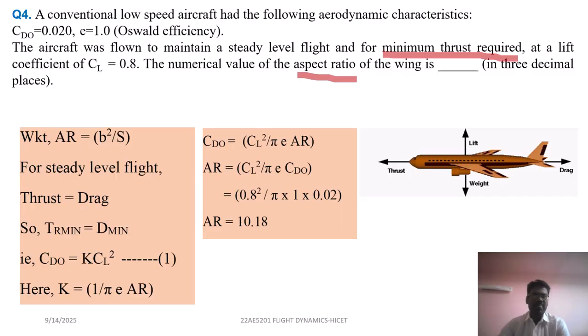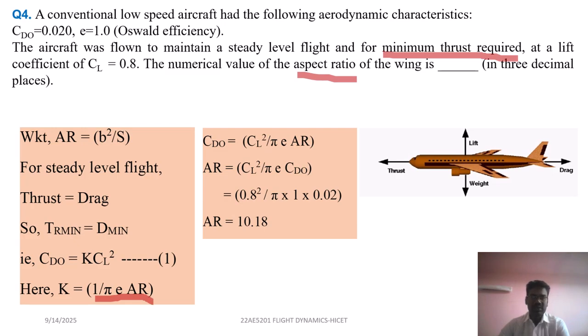To solve the problem, we should know the basic formula of the aspect ratio: aspect ratio is equal to the square of the span, that is b square, divided by the wing planform area, that is S. Again, for steady level flight, we know the condition thrust is equal to drag. Here they have mentioned minimum thrust required, so T minimum can be equated to D minimum. Again, we can recall the first problem where we applied this already. That is CD0 is equal to K CL square, which is the condition for minimum drag. We know the proportionality constant K is equal to 1 by pi e AR. This is the formula we are going to use again.